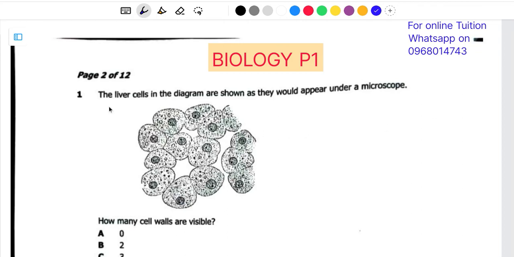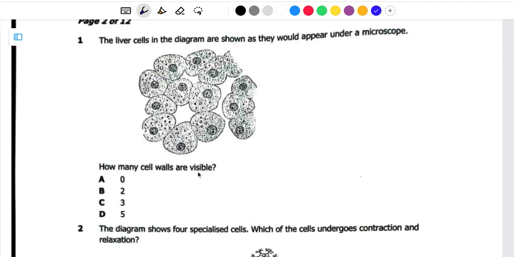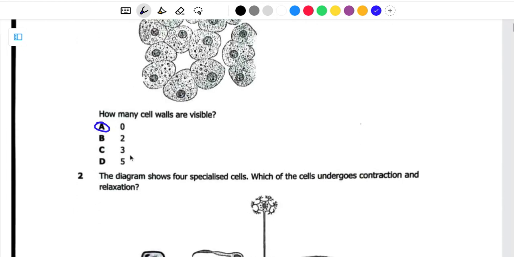Alright, so the first question is saying the liver cells in the diagram are shown as they would appear under a microscope. So liver cells, they are animal cells. Now the question is saying how many cell walls are visible. You and I, we know that cell walls are only found in plants. So liver cells don't have a cell wall, so the answer is just going to be A, 0.